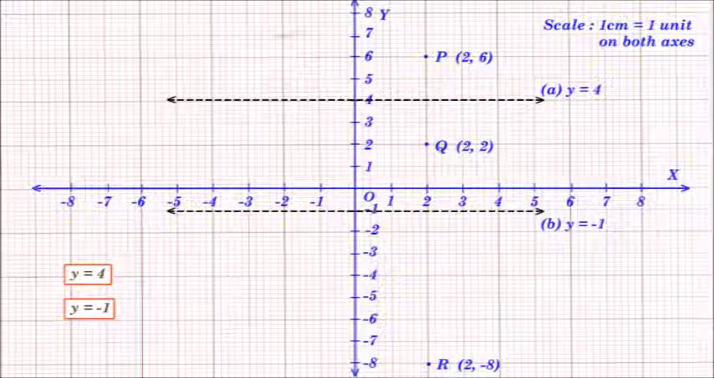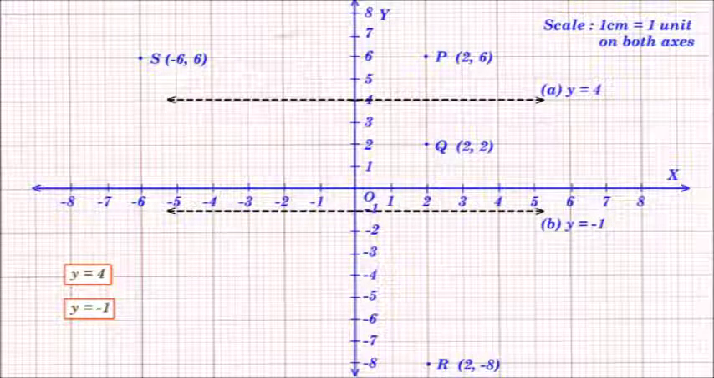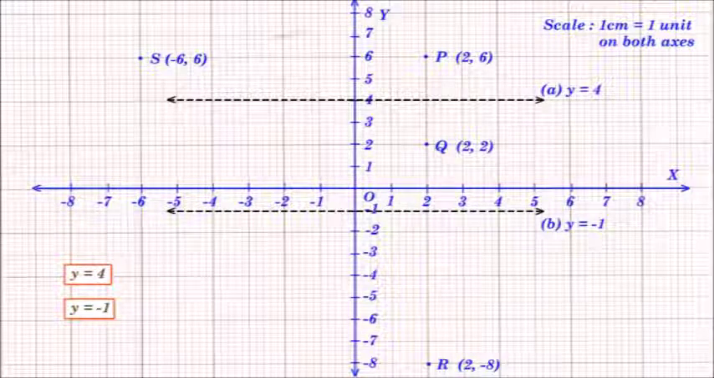Now let's take the third point. We have P with coordinates (2, 6). It is reflected to S with coordinates (-6, 6). Here the x coordinates are different, but the y coordinates are the same. So the reflection is obviously along the y-axis side. Now we take the difference. The difference is of 8 units. Divide by 2, that is 4. So the axis of reflection must be at a distance of 4 units from both these points. So we get the required axis of reflection as x is equal to -2.